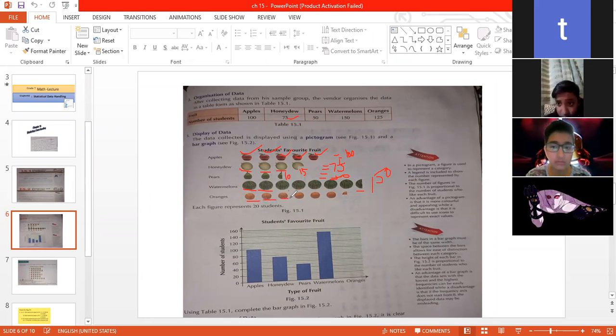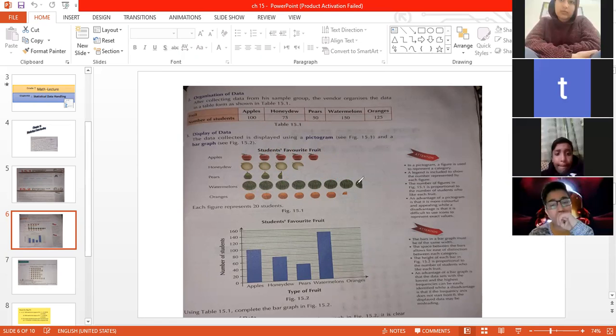20, 20, 20, 20, 20, 20. Sorry, 1, 2, 3, 4, 5, 6. 20 multiplied by 6 is 120. And this small portion represents 5. So we can say 125. This is the pictogram graph. Is this clear? Do you have any question regarding this pictogram? Then please raise your hand.